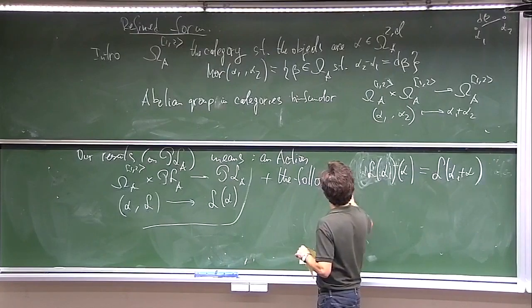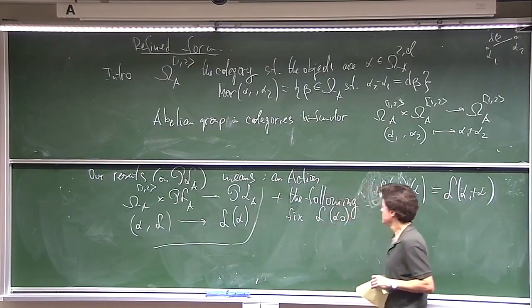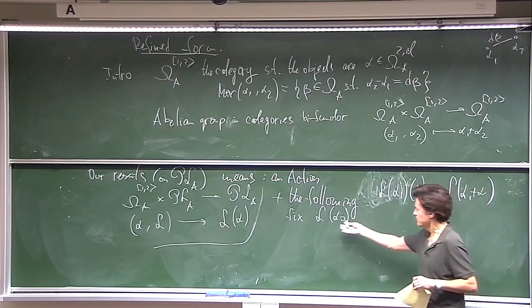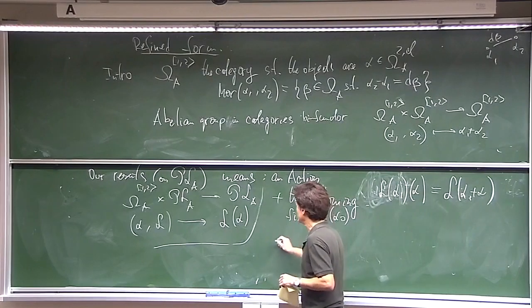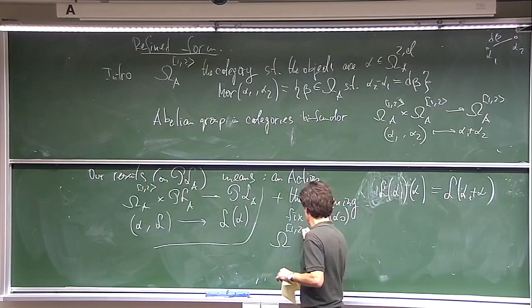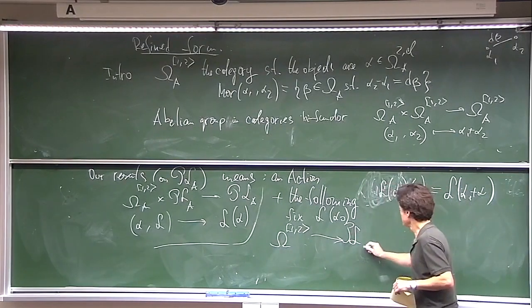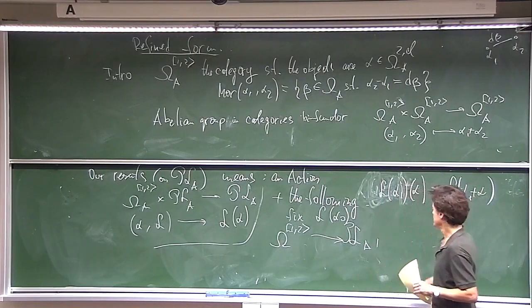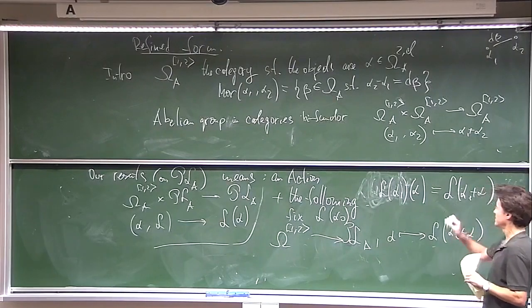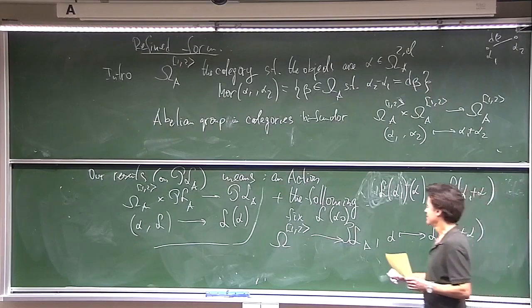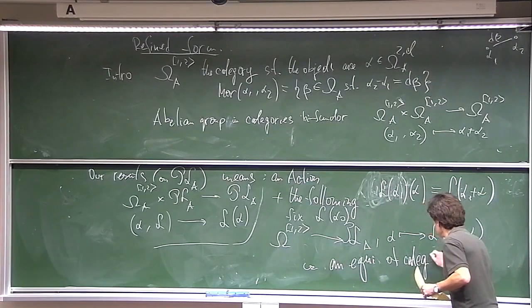In addition to that, we have the following. Fix some alpha naught, or fix an object like this along the delta node. The following is true. The function defined by alpha goes to alpha naught plus alpha. It's clearly a functor. It is an equivalence of categories.